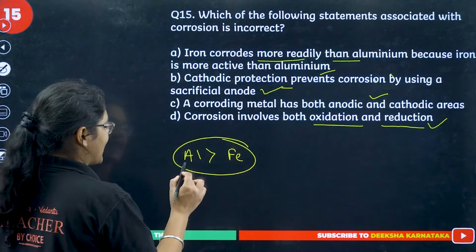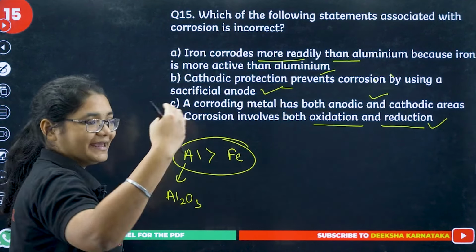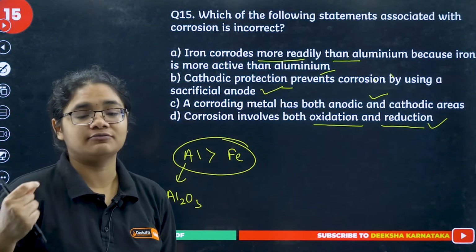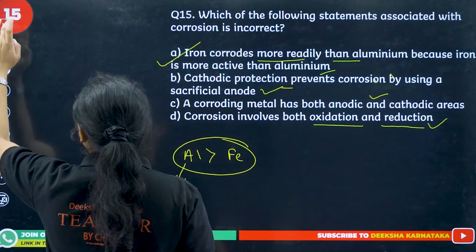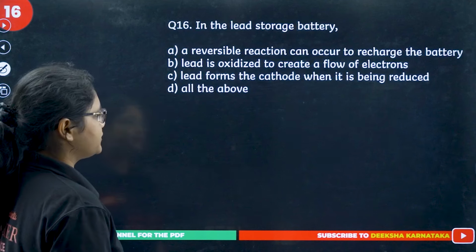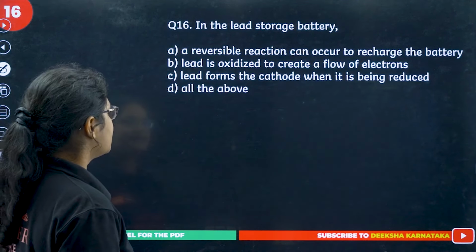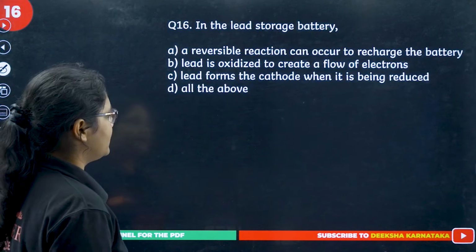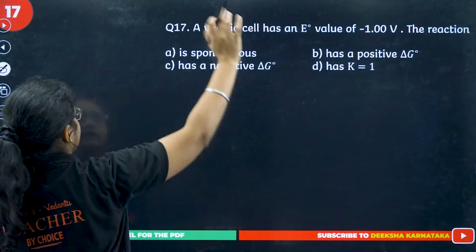That is because when aluminium reacts with oxygen, it forms aluminium oxide, a layer outside it which prevents further corrosion. So that is why option A is the incorrect statement. Next, in the lead storage battery, a reversible reaction can occur, yes. Lead is oxidized to create a flow of electrons, yes. Lead forms the cathode when it is being reduced, that is also correct. All the above, option number D.